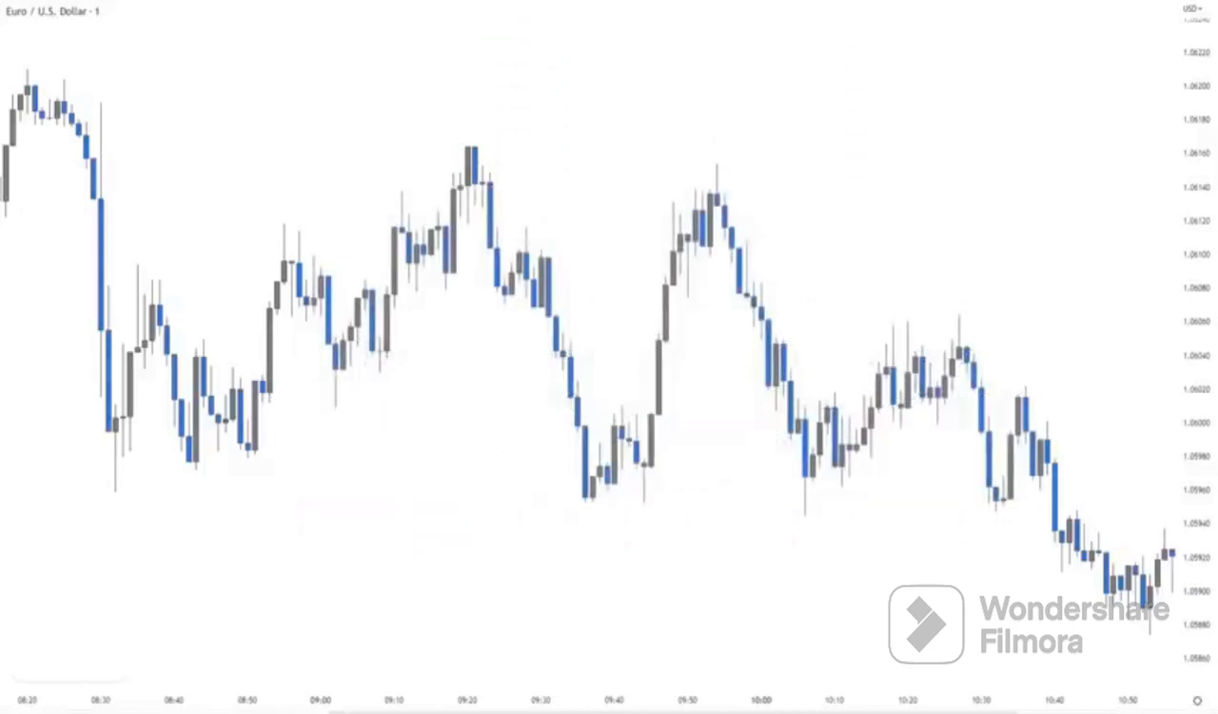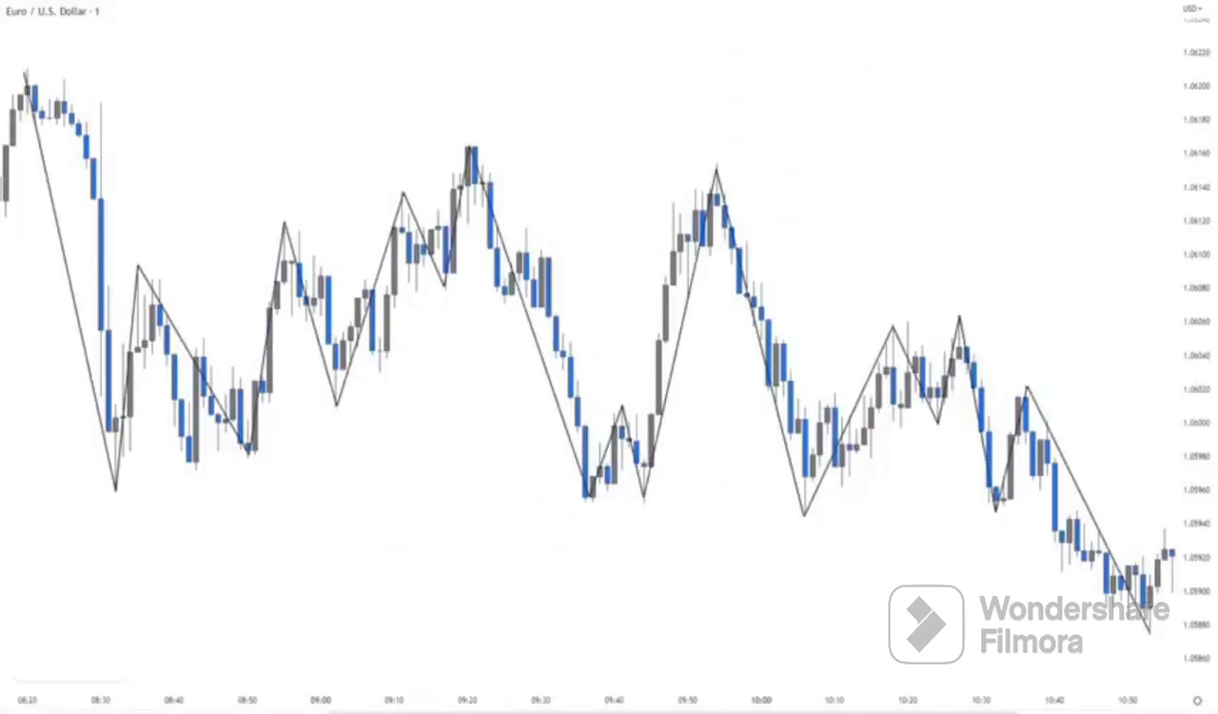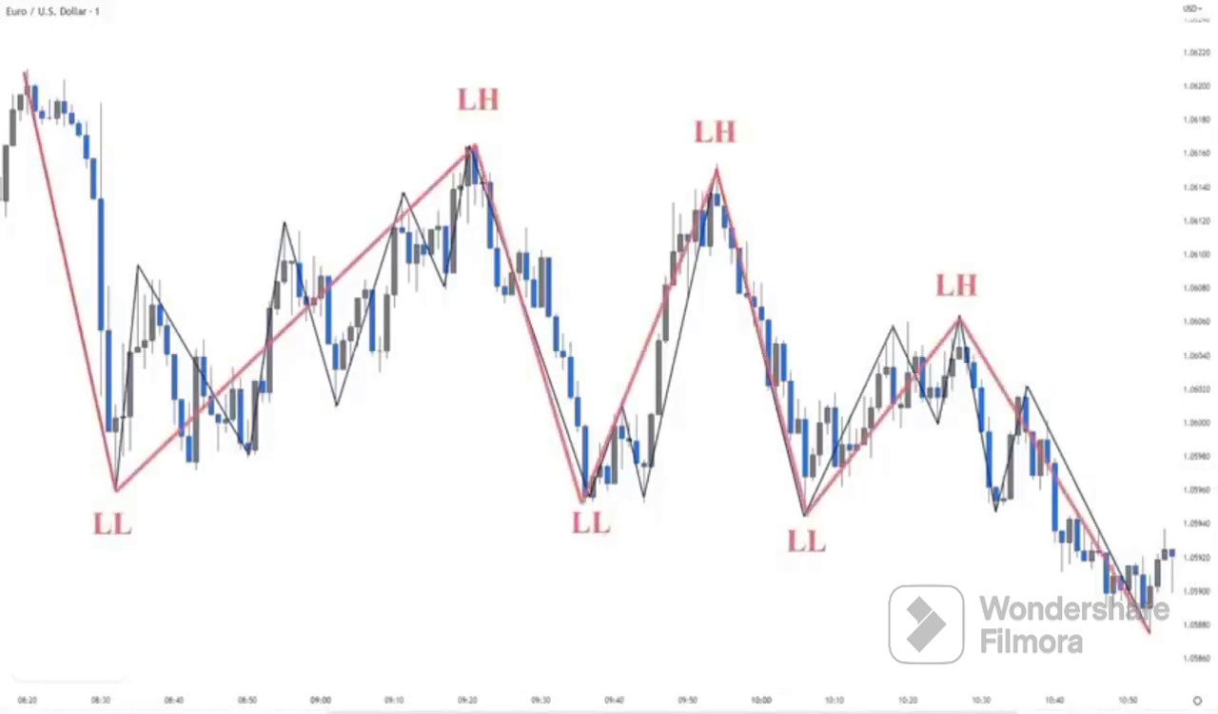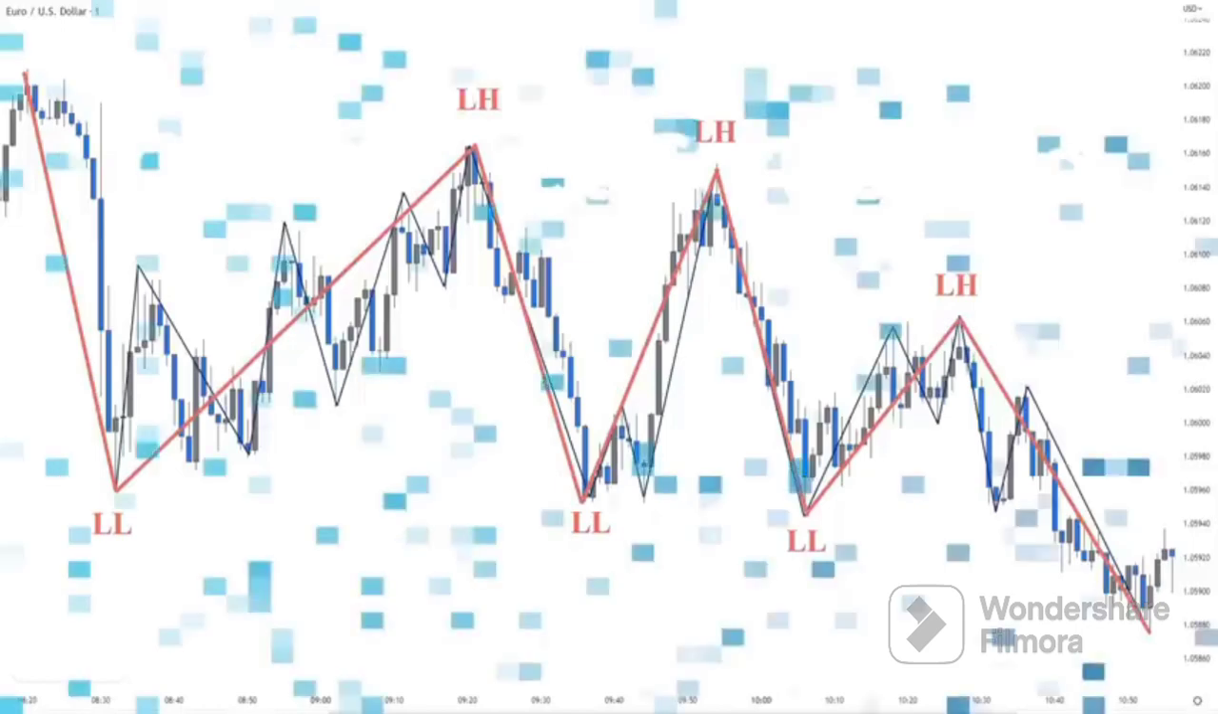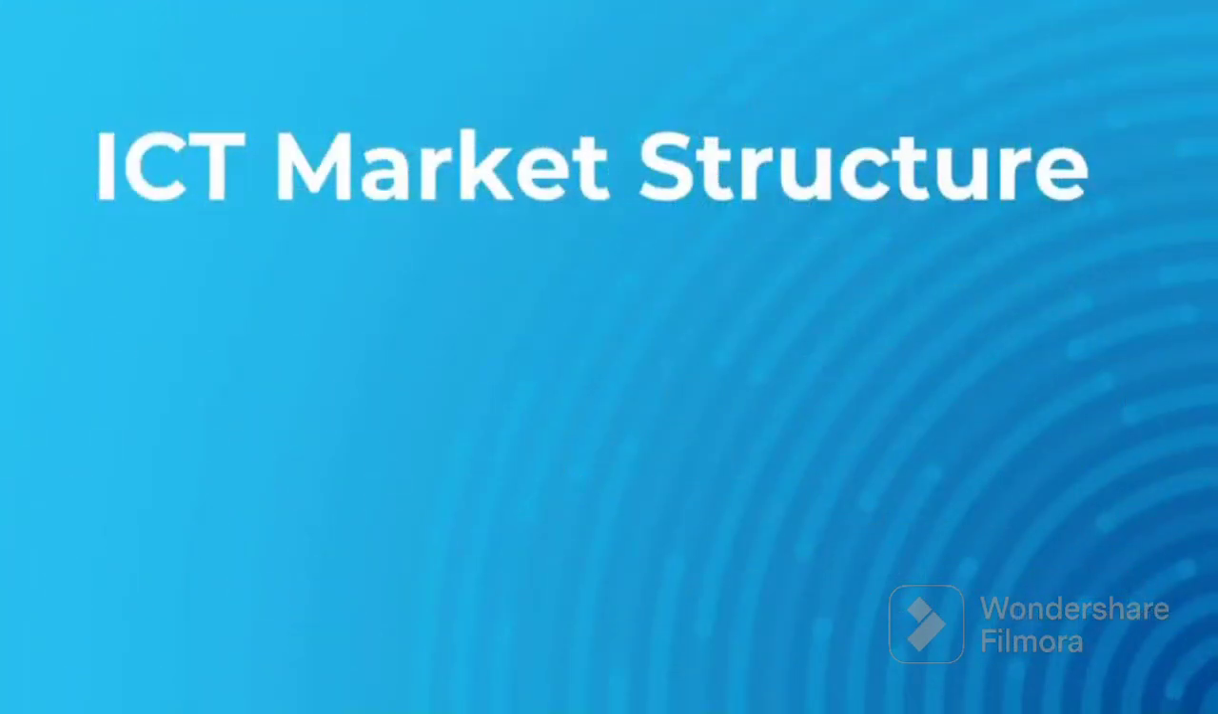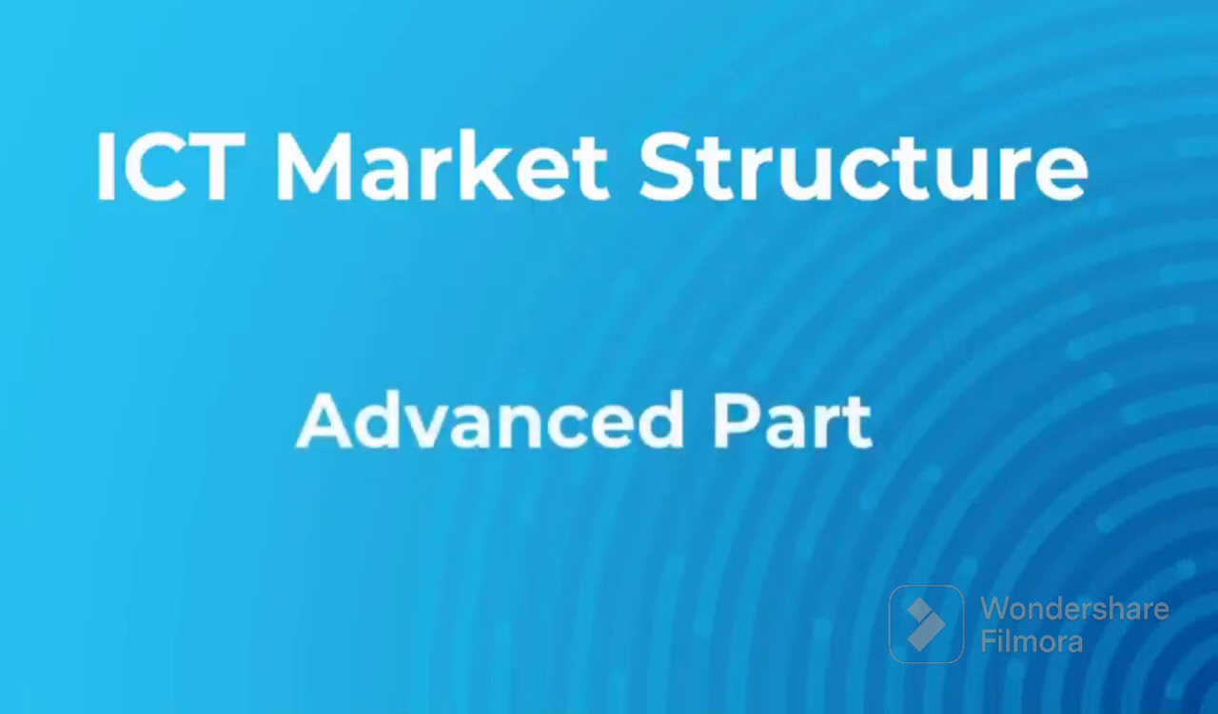Here on the Euro-Dollar 1 minute chart, these are the impulsive and corrective moves that we see. But if we zoom out to the 5 minutes, we only see these ones. So in the areas where 1 minute and 5 minutes are in the same direction, trading will make more sense. Now that we explained some of the basic concepts about market structure, let's move on to the advanced phase.